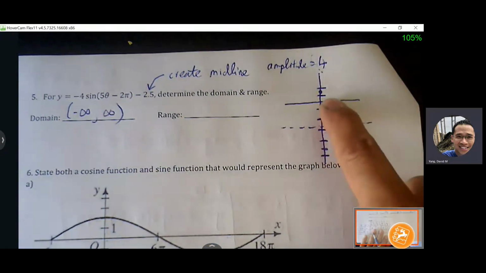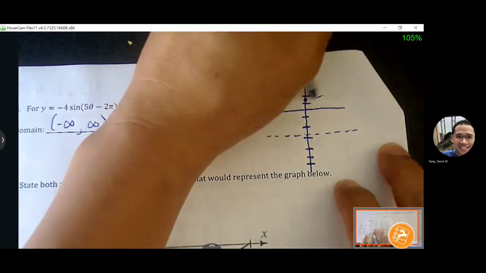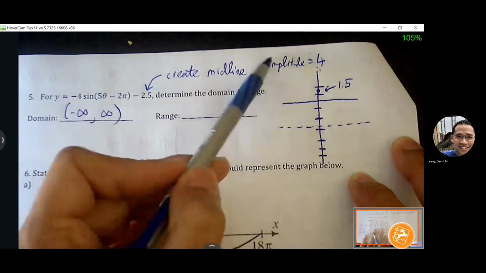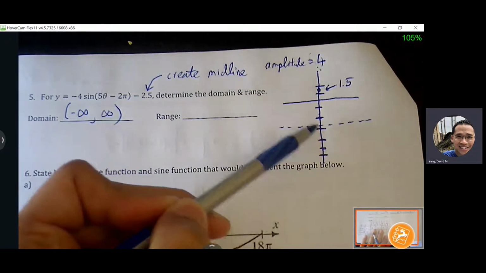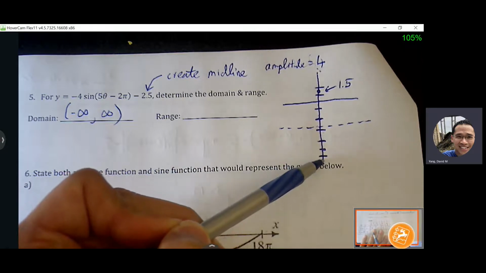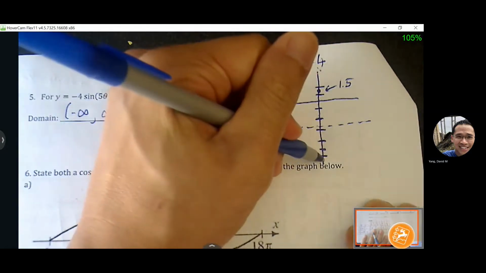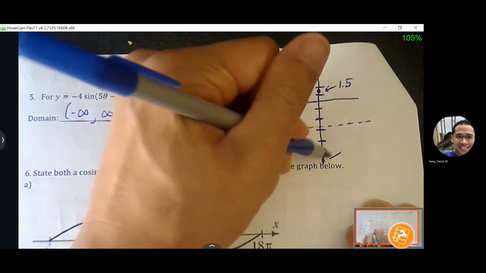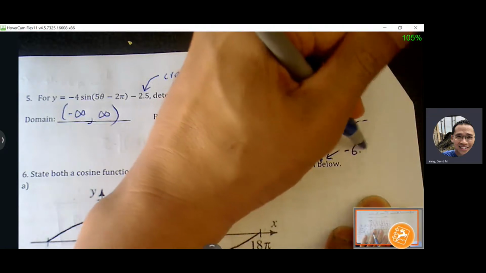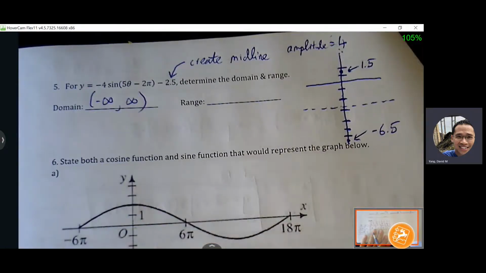What's the highest that the graph's going to reach? 1.5. Amplitude is 4. I'm going to count 4 units down. 1, 2, 3, 4. What's the lowest that the graph is going to go? Negative what? 6.5. So you don't have to graph at all. You just have to figure out the midline and then use the amplitude to count to your max and min.